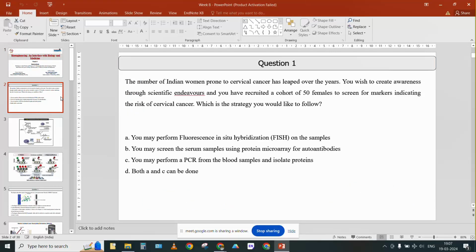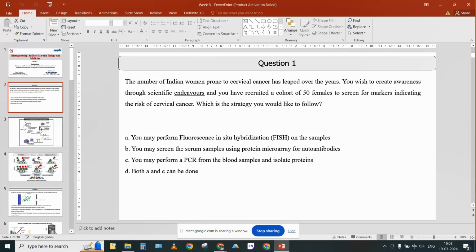Question one states that the number of Indian women prone to cervical cancer has leaped over the years. You wish to create awareness through scientific endeavors, and you have recruited a cohort of 50 females to screen for markers indicating the risk of cervical cancer. Which strategy would you like to follow? The options are: you may perform fluorescence in situ hybridization on the samples, or you may screen the serum samples using protein microarray for autoantibodies, or you may perform a PCR from the blood samples and isolate proteins. Or both A and C can be done.